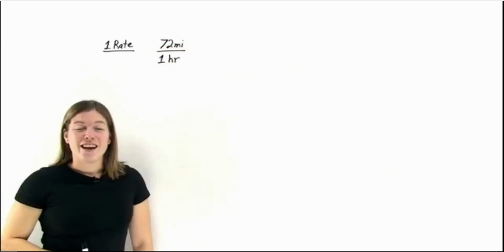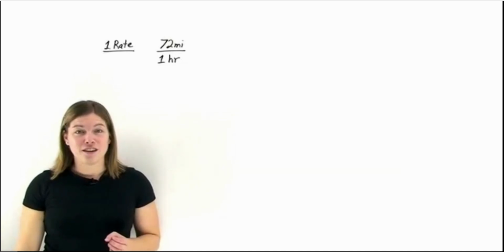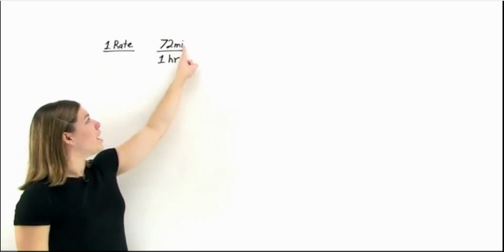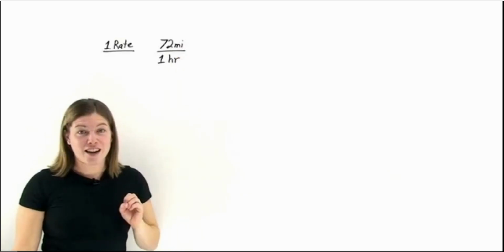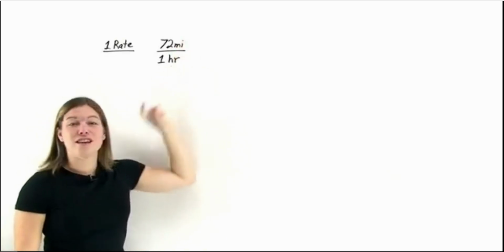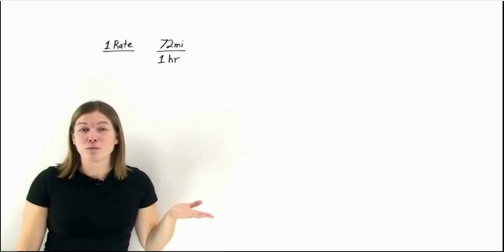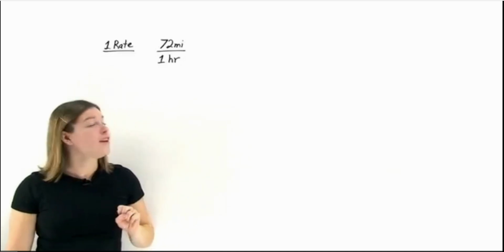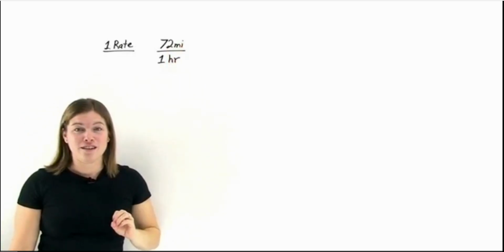Perfect. Now we want to figure out how many feet per second the car is traveling. Currently, we have a rate in miles per hour. We need to change this to feet per second. That means we need to change miles into feet and hours into seconds. In order to do this, we're going to need to multiply by two conversion factors, since we need to change the numerator and the denominator of this rate.